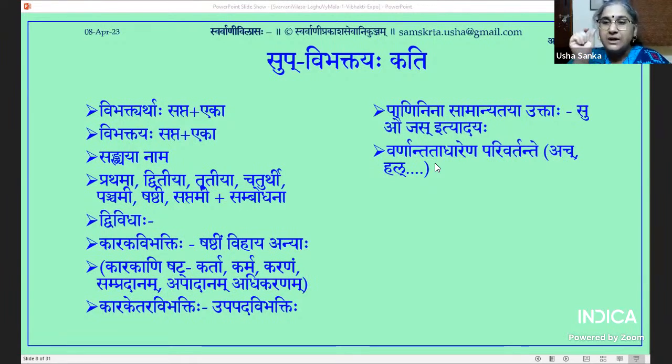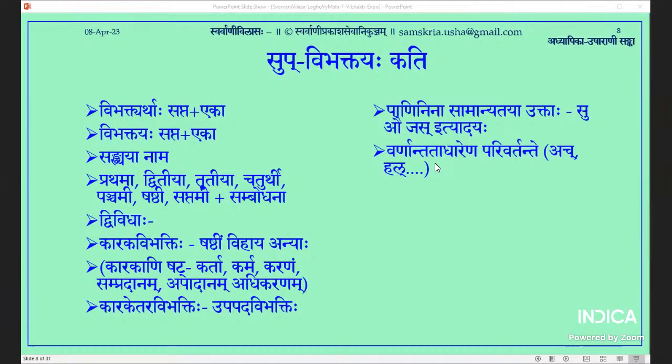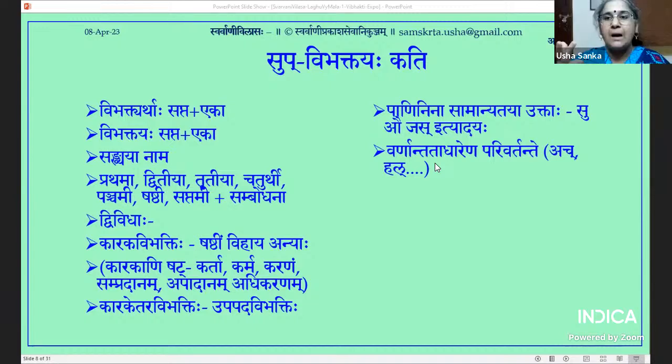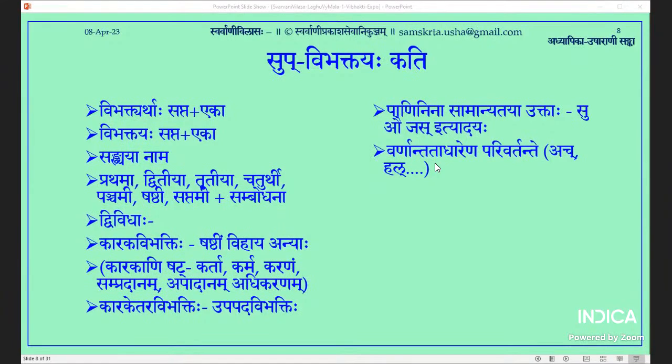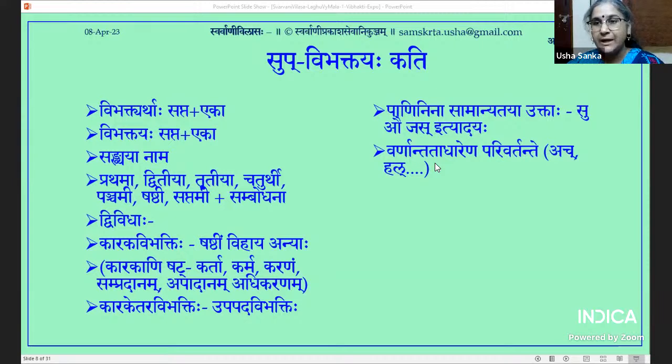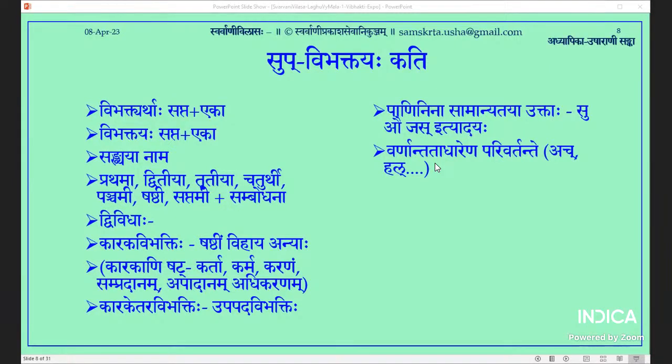Okay. So if the word ends in a, like Rama, then it will take Ramaha. What if a word has a consonant in the end? If a word has Vach, what happens to that? Does it become Vachaha? No, it becomes Vak.